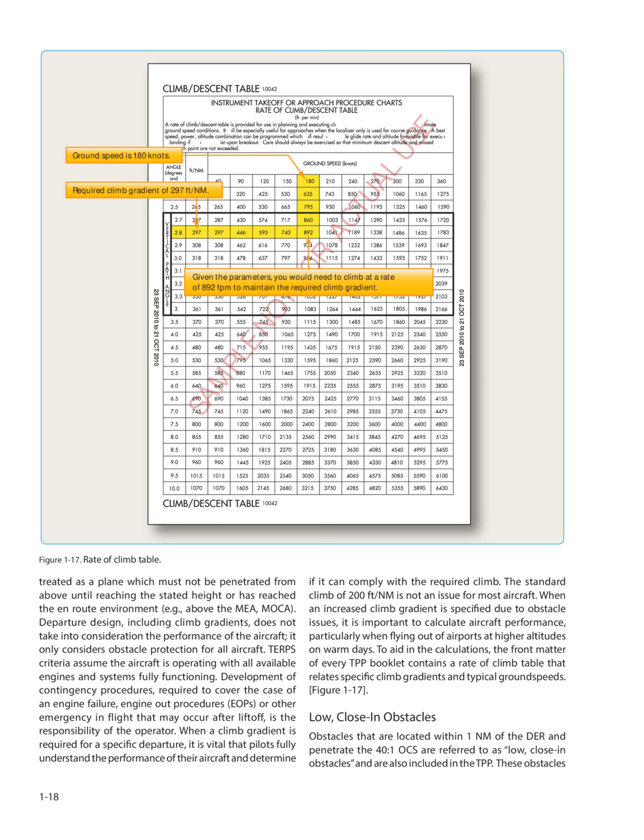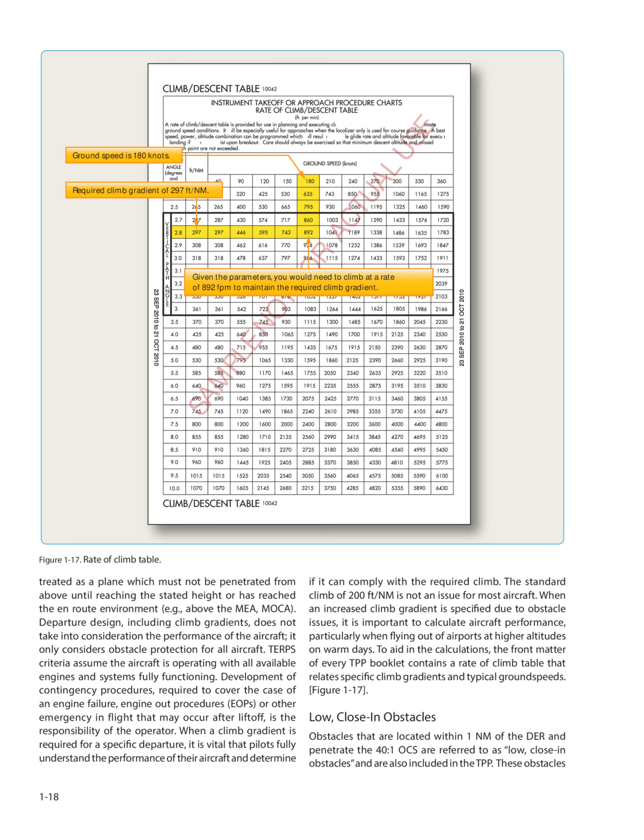Departure design, including climb gradients, does not take into consideration the performance of the aircraft; it only considers obstacle protection for all aircraft. TERPS criteria assume the aircraft is operating with all available engines and systems fully functioning. Development of contingency procedures, required to cover the case of an engine failure (engine-out procedures, EOPs), or other emergency in flight that may occur after liftoff, is the responsibility of the operator. When a climb gradient is required for a specific departure, it is vital that pilots fully understand the performance of their aircraft and determine if it can comply with the required climb.